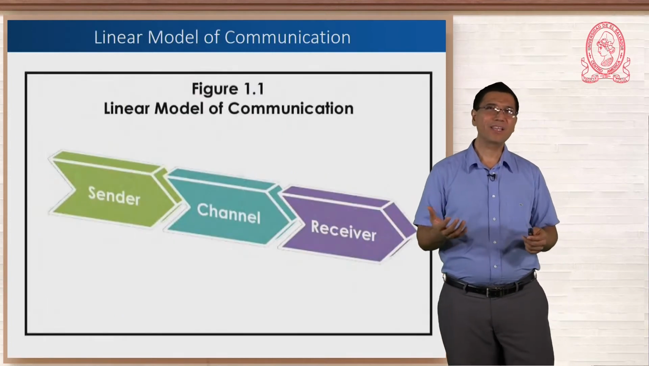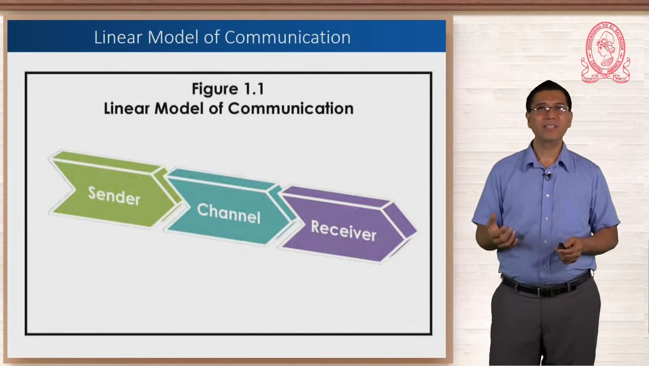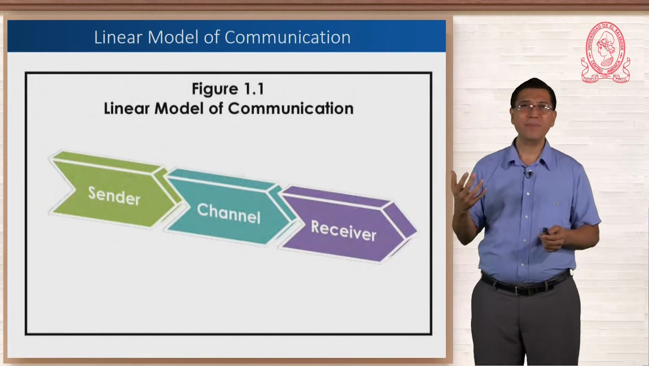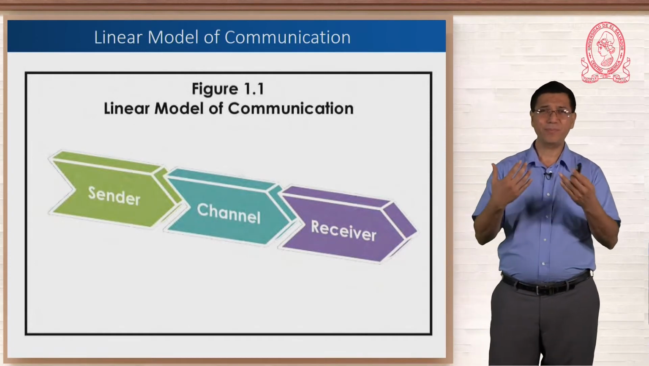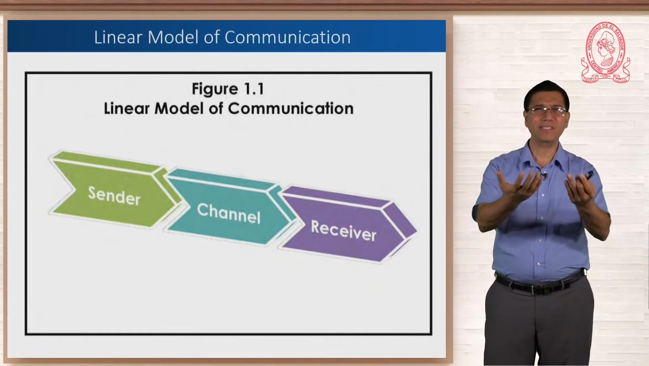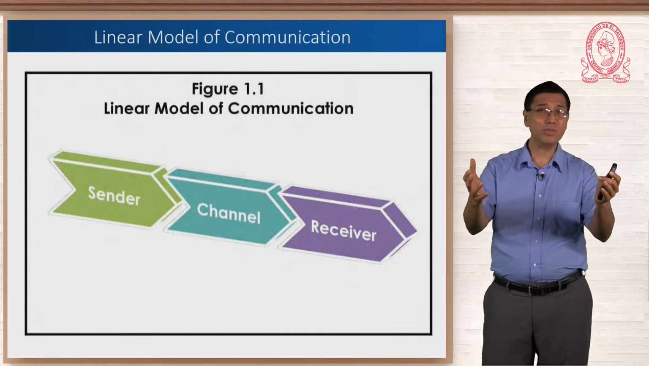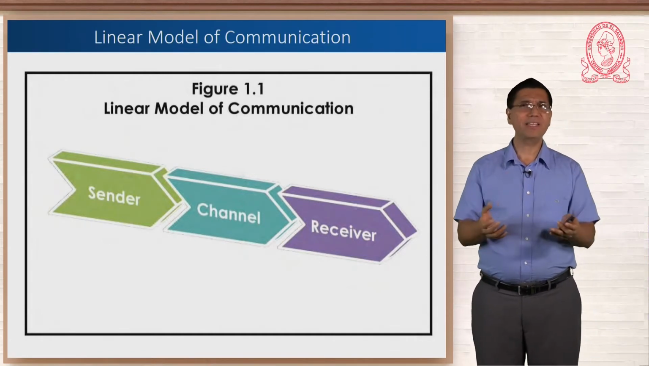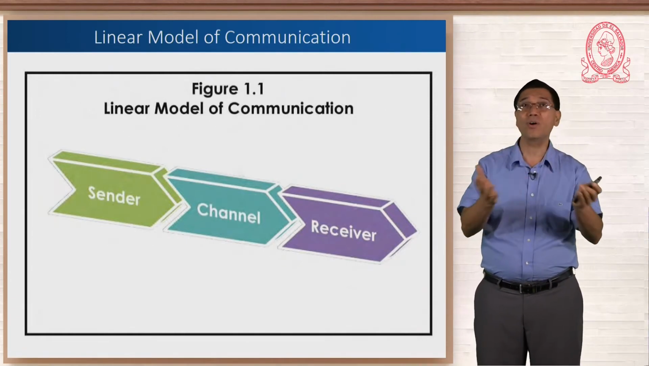Okay, now let's take a look at the first model, the linear model of communication. If you can see, there are 3 elements that we discussed previously. The first one is the sender, the person who talks, gives a message. The channel is the physical apparatus that you use to convey the message, and the one that receives is called the receiver. So it's the listener, your audience.